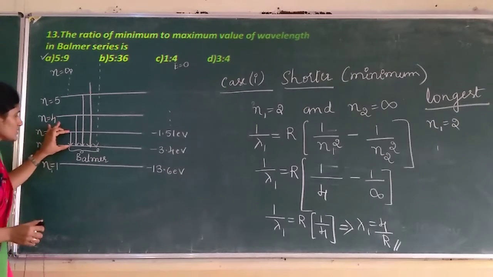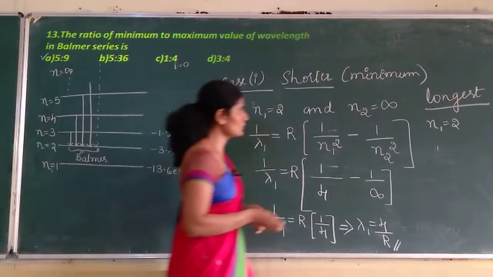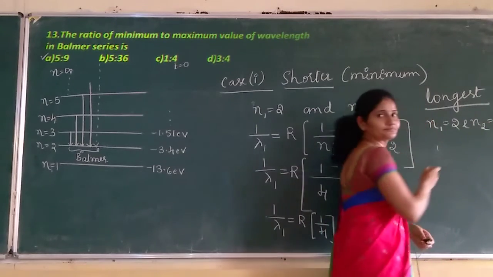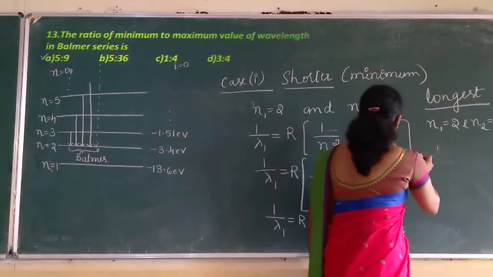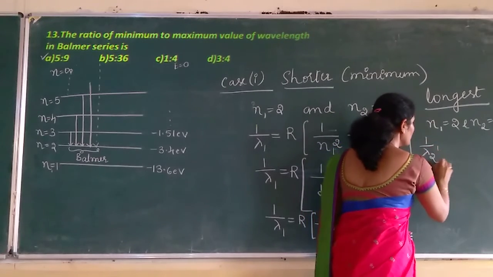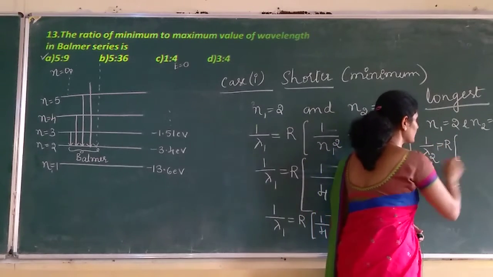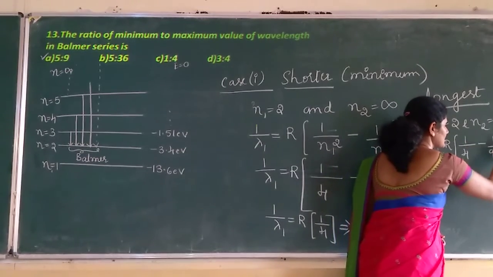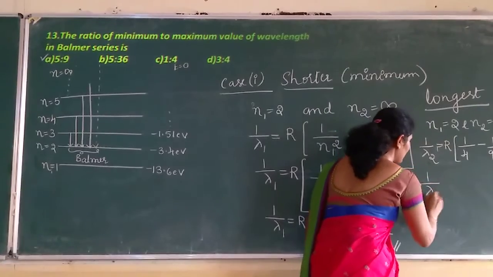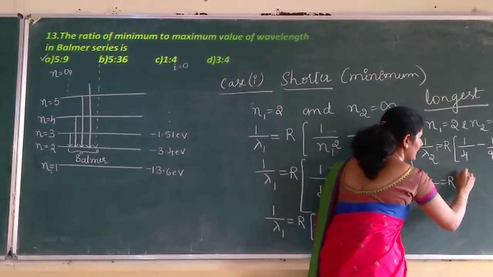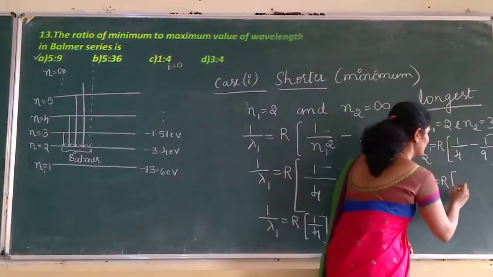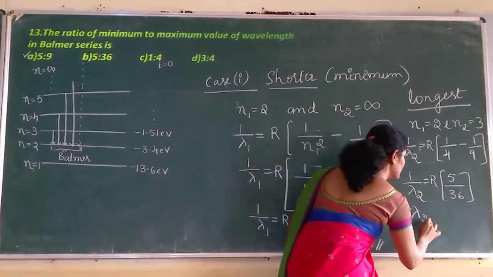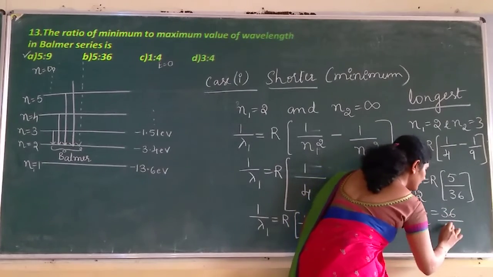For the longest value of wavelength, n1 is equal to 2 and n2 is equal to 3. So 1 by lambda 2 is equal to R into 1 by 2 square, that is 4, minus 1 by 3 square, which is 9. 1 by lambda 2 is equal to R into 9 minus 4, in the numerator we have 5 divided by 36. So lambda 2 is equal to 36 divided by 5R.